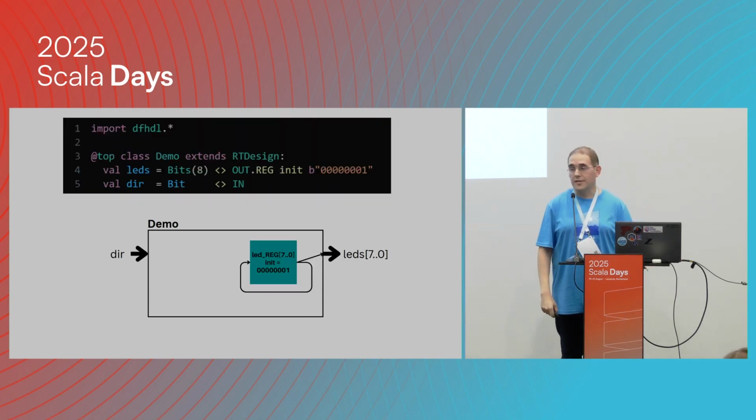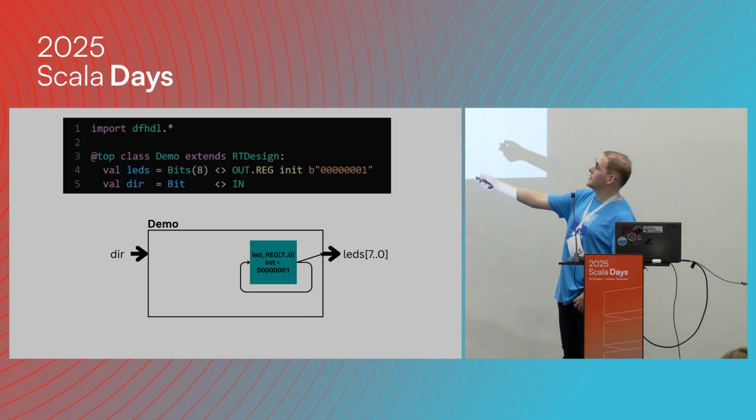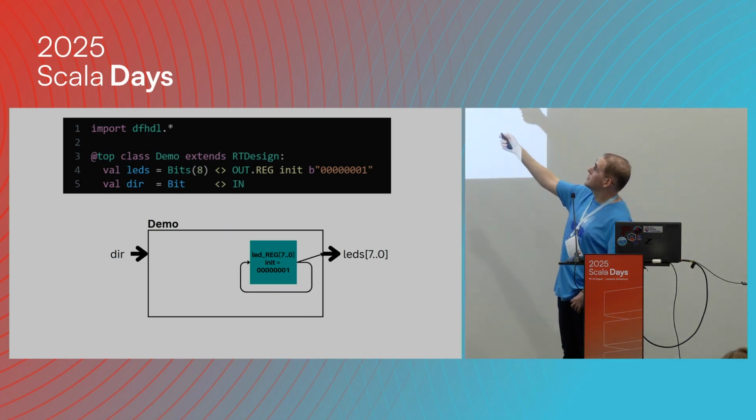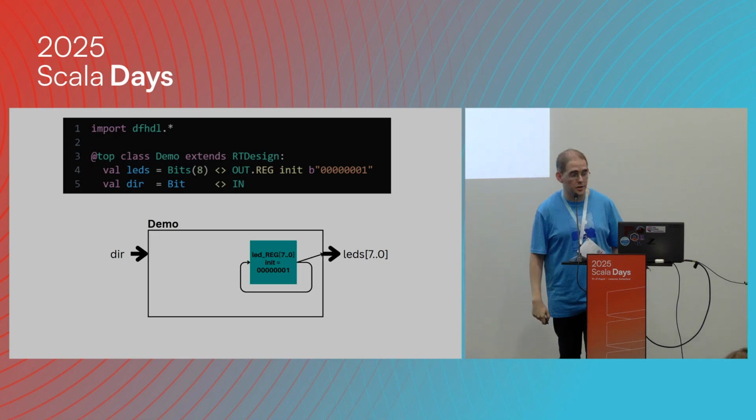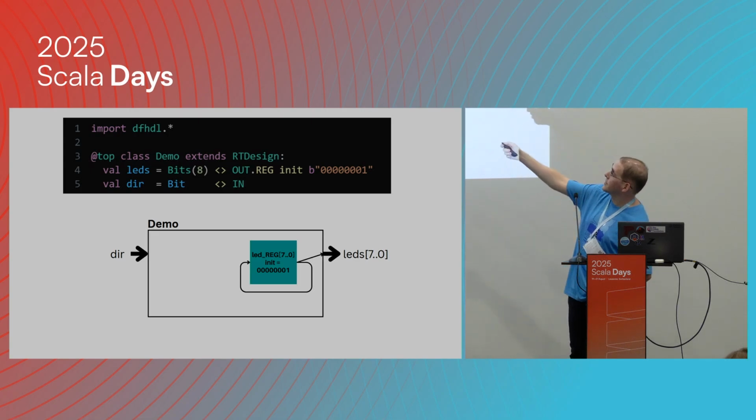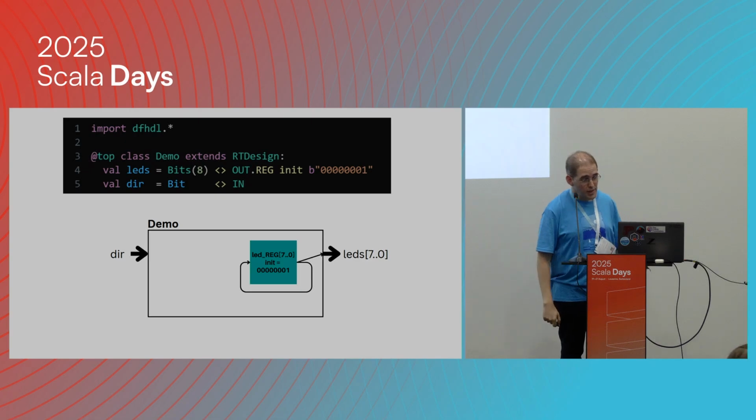Now let's add some stuff. I'm adding a LEDs output and a direction input. So the LEDs is 8 bits, and its output is also a register, initialized to 0000001. And I add the input there.